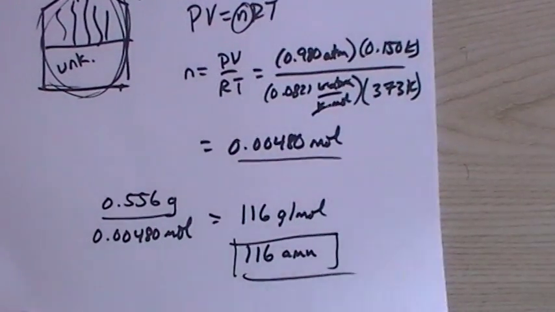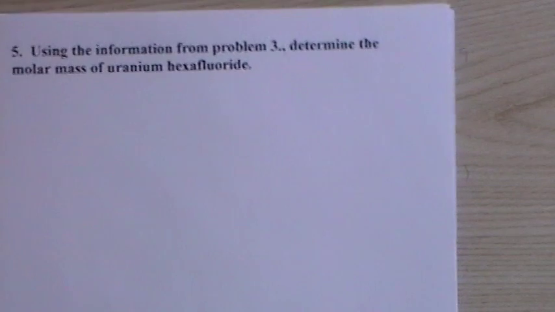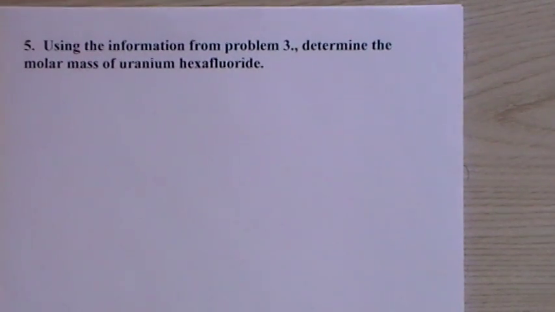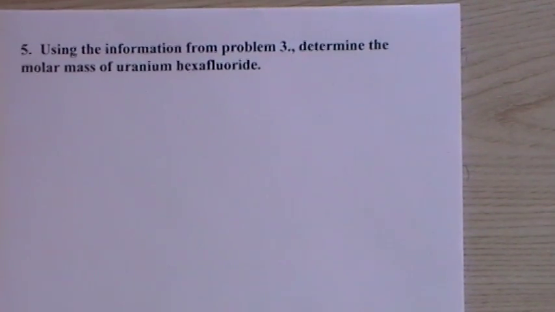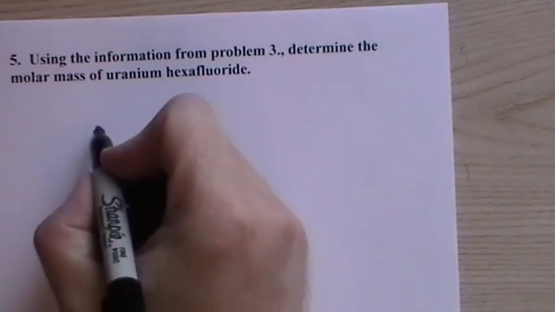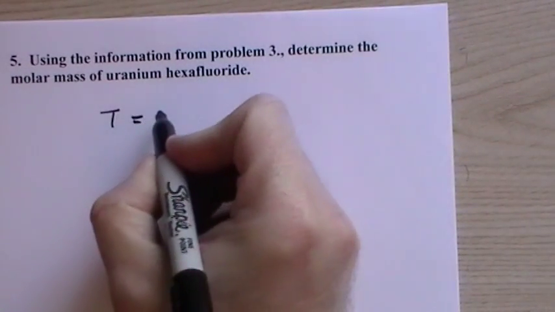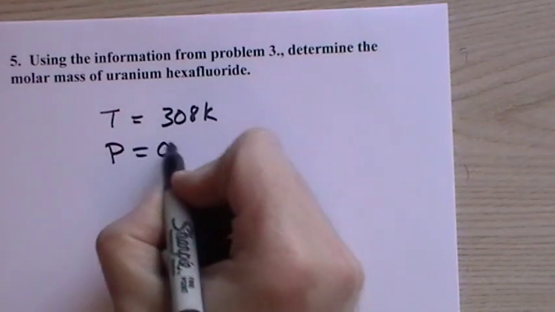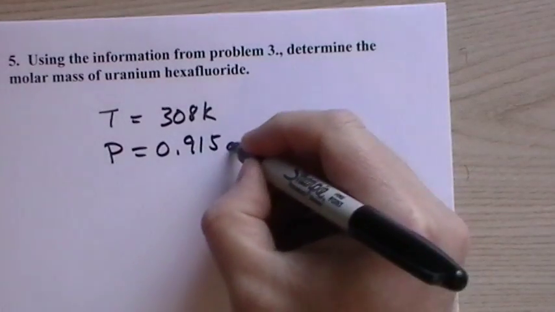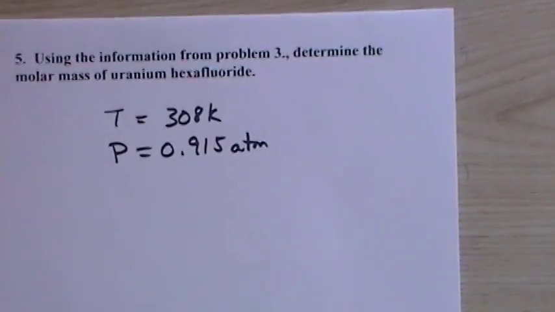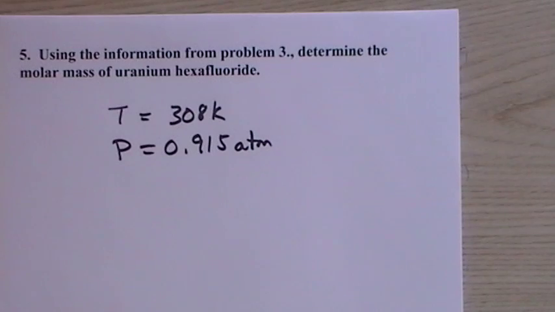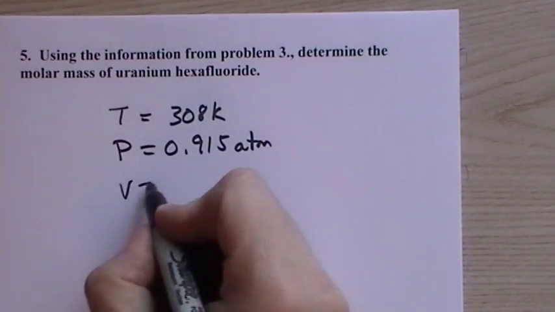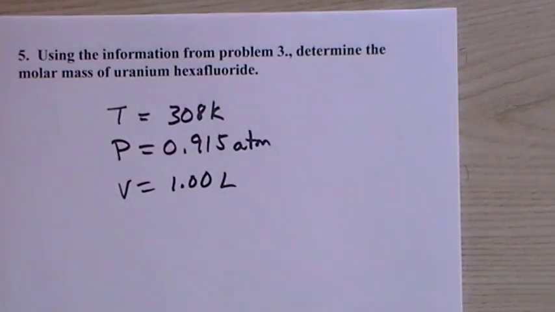Pretty slick. Okay. Then one more variation here. I have to move pretty quickly on this. Using the information from problem 3, determine the molar mass of uranium hexafluoride. The temperature is, this is from 3, you can always double back, I'm just going to write everything out here. The pressure is 0.915 atmospheres, and if I run out of time then I'll just tack it on at the end onto another video. And the volume we take to be 1 liter.